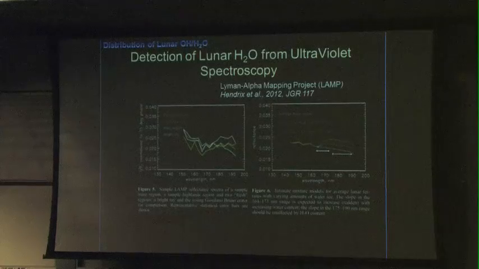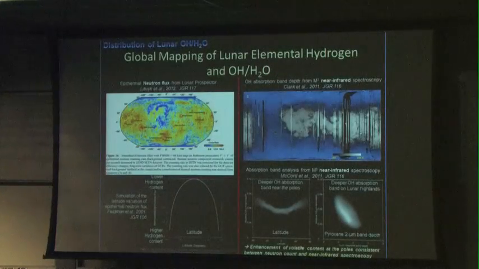And the absorption band is deeper on lunar highlands than on mare basalts. So this is consistent with the observations in the near-infrared. Now I would like to make a comparison between the observations from neutron spectroscopy and from the near-infrared. So these are two global maps, the hydrogen map and the OH, H2O from the near-infrared on the right.